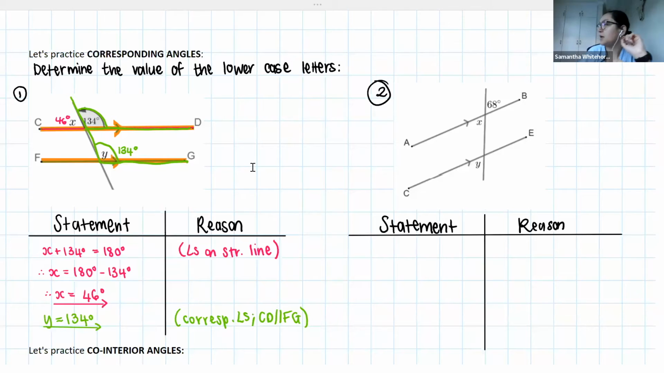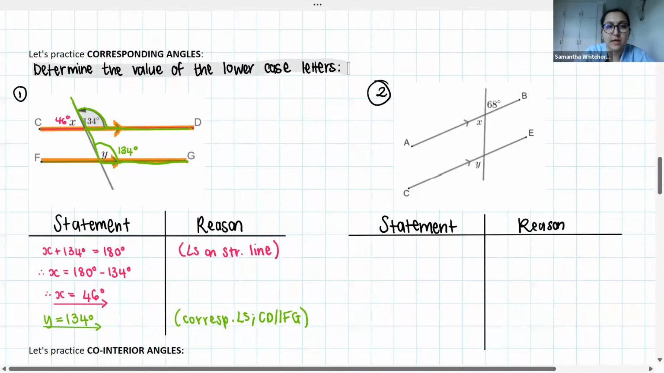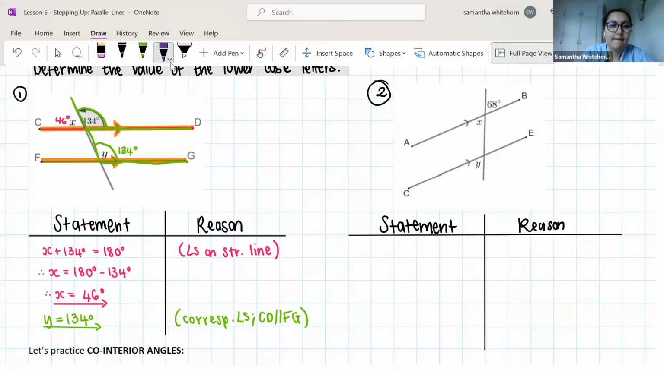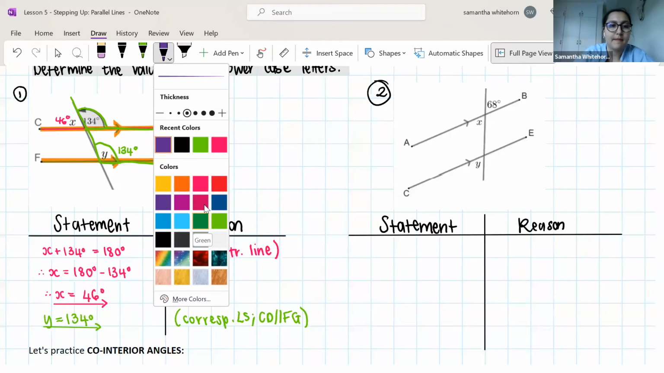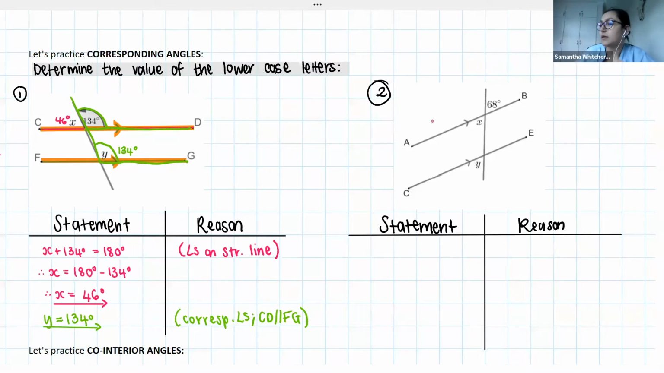Again, guys, remember your statement, remember your reason. And as I've put there at the top, just in case you've forgotten what it is that we're trying to do, our goal here is to determine the value of the lowercase letters. In this case, our lowercase letters are X and Y in these 2 questions. Right, so that's our goal over here. Grade 8s, please remember your reasons as well. If you forget your reason, you're going to lose a mark.